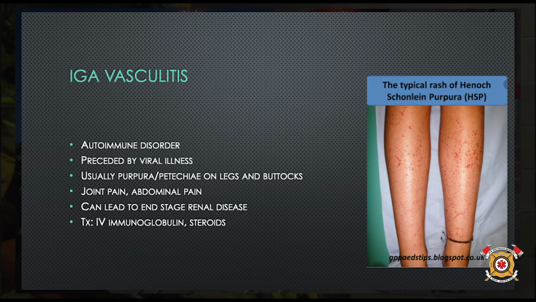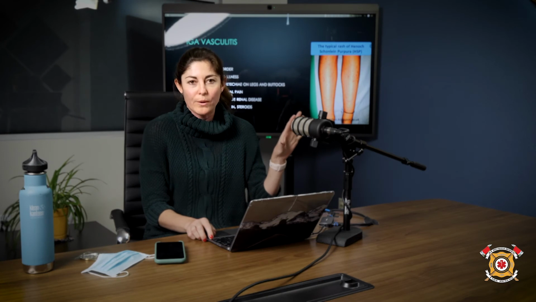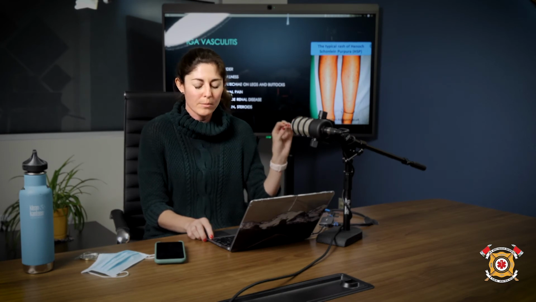So again, it's called IgA vasculitis. There's a lot to it in terms of how it develops, which isn't really important for this talk, but just recognizing it and knowing that it needs treatment is the important part. So that's our first category: does it blanch? Petechiae, purpura.